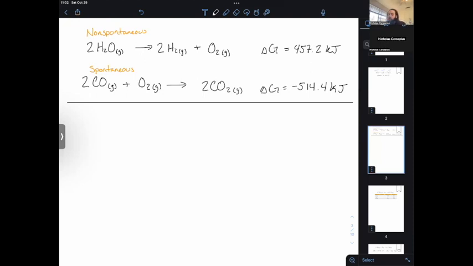So what we're going to do is couple these two reactions here and determine whether or not by coupling them, we can get that non-spontaneous process to occur. So what do I mean by coupling? We're going to simply sum them up, the net result of performing both of these reactions simultaneously. So we're going to add up all of our reactants, which would just be the two waters plus the two carbon monoxides plus that oxygen gas. And now sum up all of our products, the two hydrogen gases, our oxygen, and our carbon dioxide.